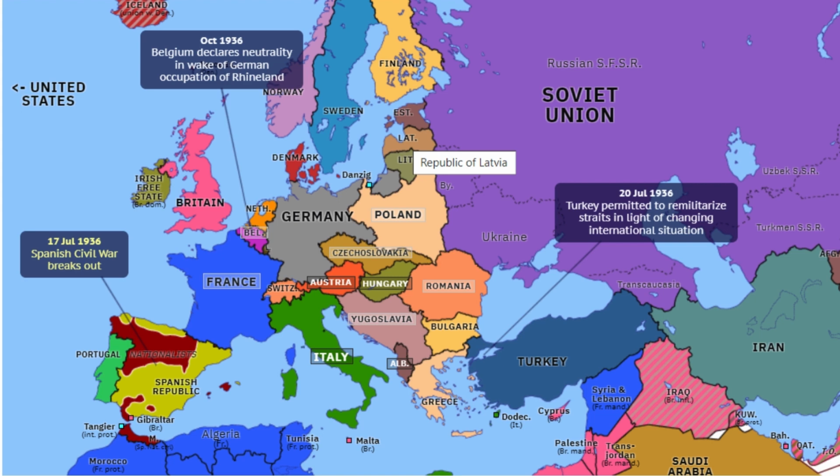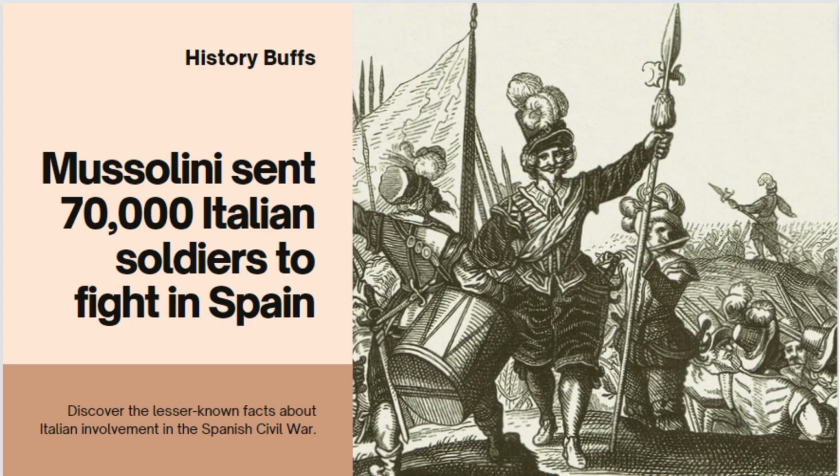Initially, European states had decided not to send weapons to the warring parties after the start of the Civil War. However, Hitler and Mussolini did not comply with this decision, and this situation deeply affected the course of the war. Mussolini even went further and sent 70,000 Italian soldiers to Spain, 50,000 of whom were permanent, to fight alongside the revolutionists.